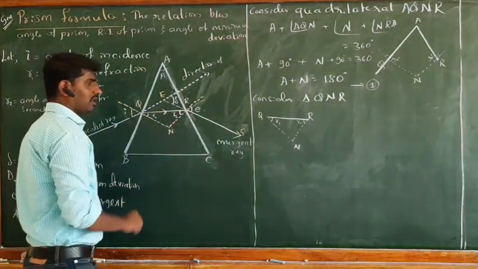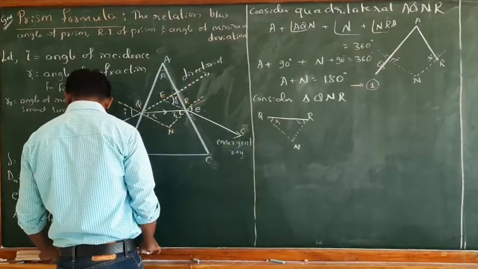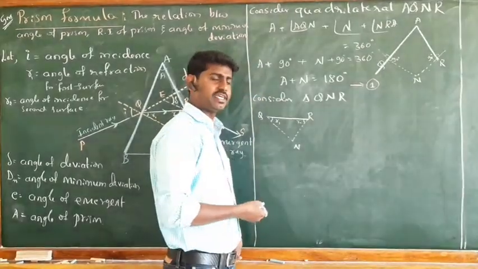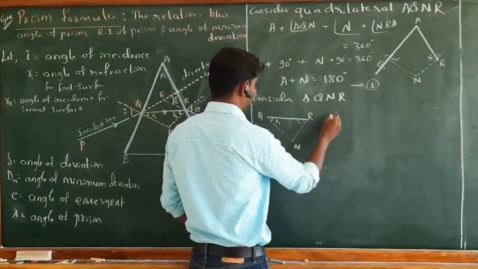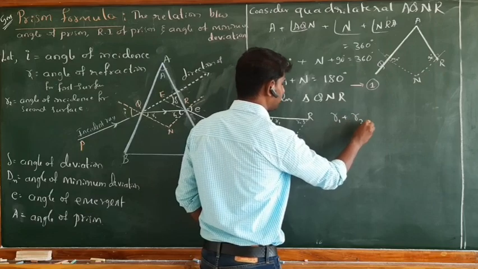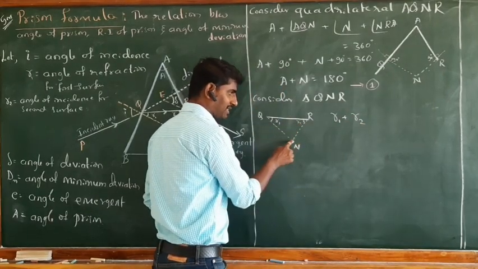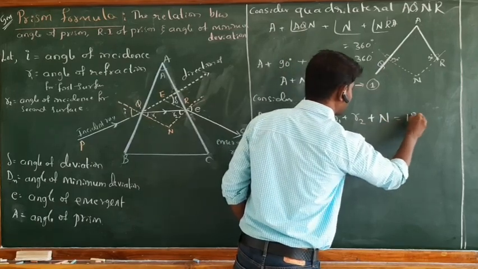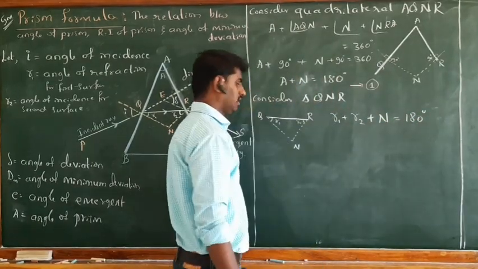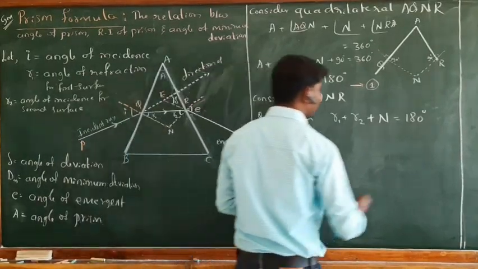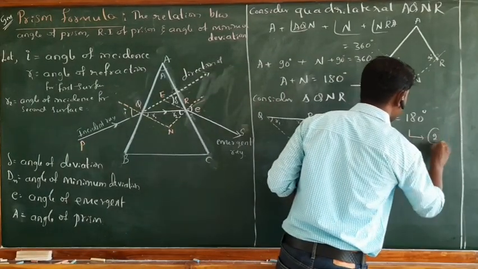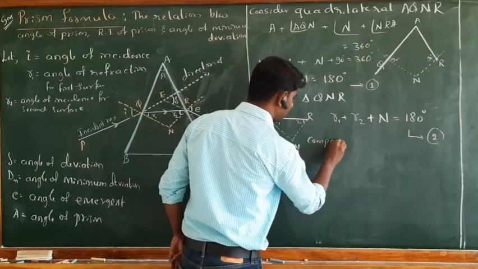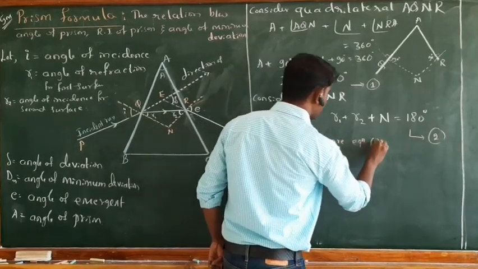Okay, R1, R2. Now the sum of all the internal angles of a triangle is equal to 180 degree. Okay, so I'll write R1 plus R2, this angle, plus angle N is equal to 180 degree. So I say this is equation number 2. Okay, compare equation 1 and 2.